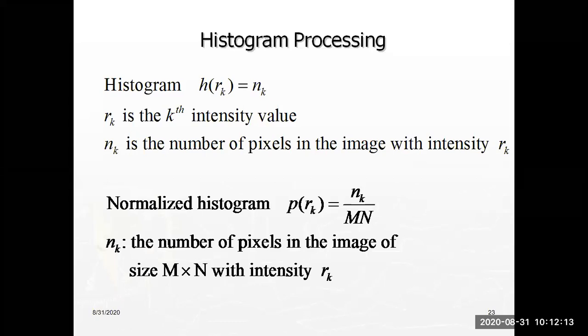a scale, the intensity scale. So the number of pixels n suffix k having intensity r suffix k is for one pixel value or one intensity value. But over an image, it is called the normalized histogram, given by p of r suffix k equals n suffix k by m n. So what is n suffix k? The number of pixels in the image of size m into n with intensity r suffix k.